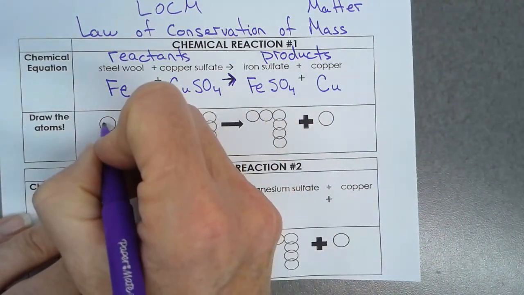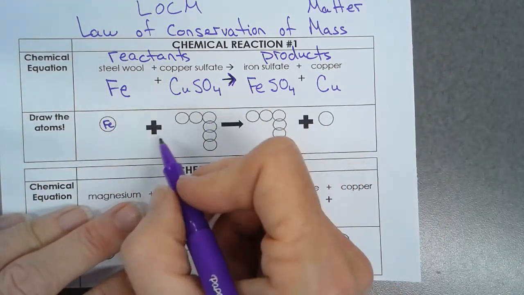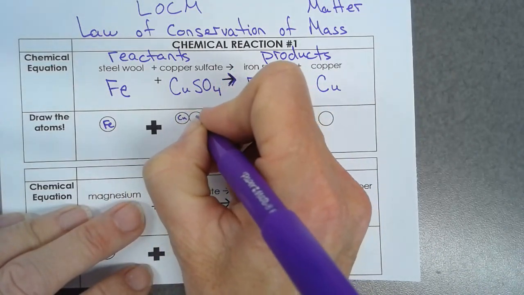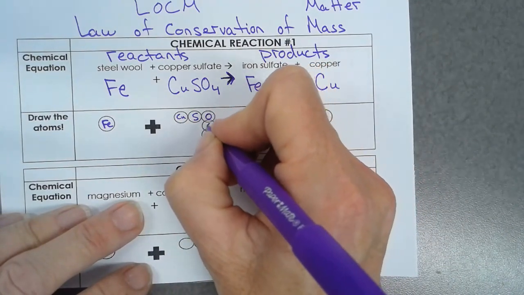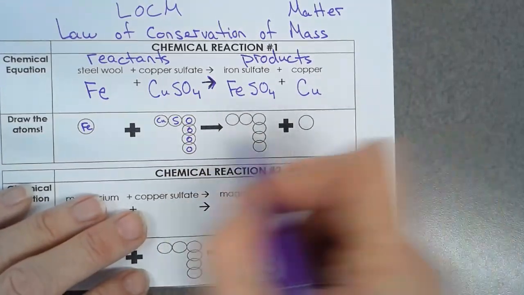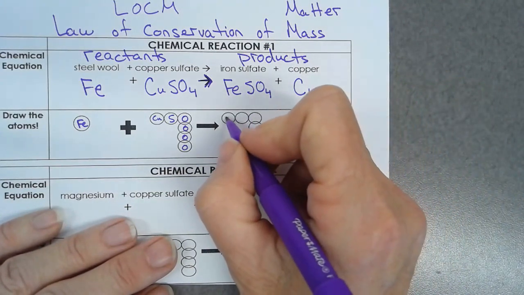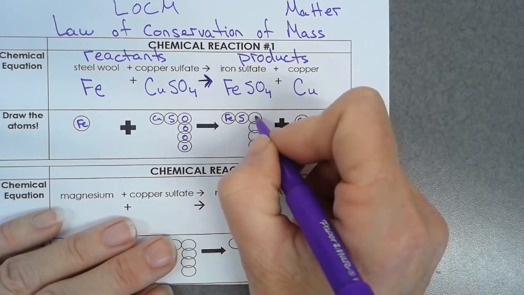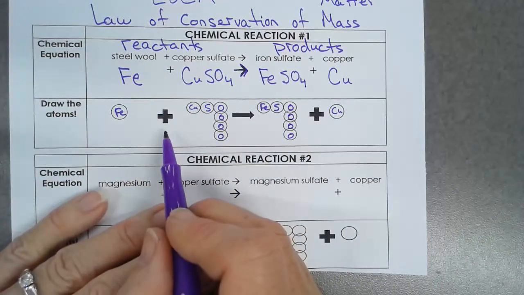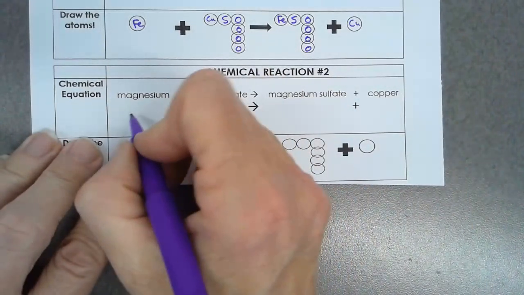So here's my iron, just like we just did on that other worksheet. You're going to draw these, these are the bonds. There's my iron, and then here's my copper, here's my sulfur, and I have 4 oxygens: 1, 2, 3, 4. These bonds are going to break and rearrange. Here's now my copper. Here's my iron, sulfur, and I have 4 oxygens. What I had on my reactant side, I have to have on my product side. Okay, let's look at the next one.